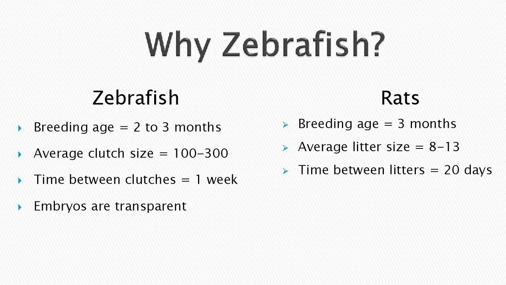In zebrafish, the breeding age is around 2 to 3 months. In rats also, the breeding age starts from the third month. Once the zebrafish gets to the mature stage and is put for breeding, one zebrafish can produce 100 to 300 eggs, which is very numerous, and we can test a number of compounds for toxicity or efficacy or any other kind of data to be obtained. In rats, the average litter size is around 8 to 13, so we would have a very small sample size.